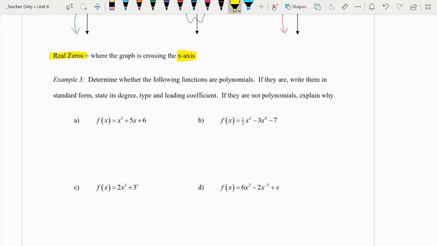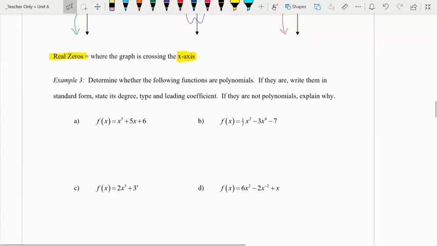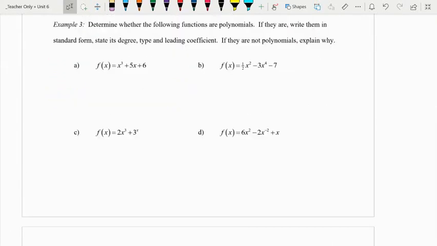Okay. So we're going to determine whether the following functions are polynomials. If they are, write them in standard form, state its degree, type, and leading coefficient. If they're not polynomials, explain why. Okay, so let's get back to this. First, we need to determine whether it is or is not a polynomial.